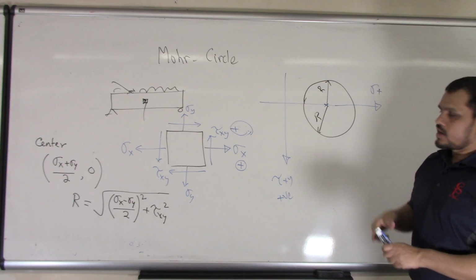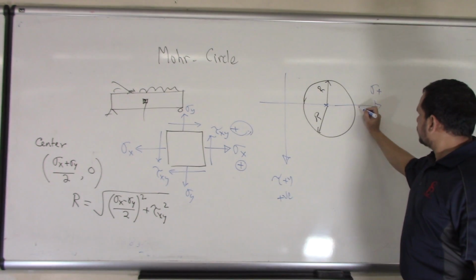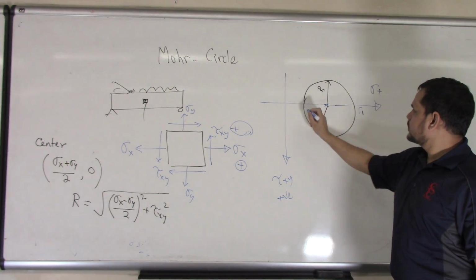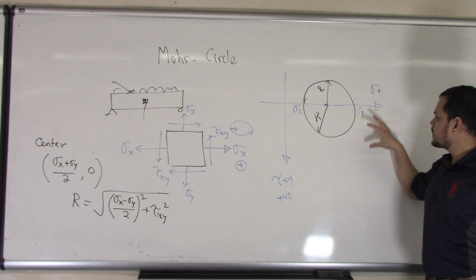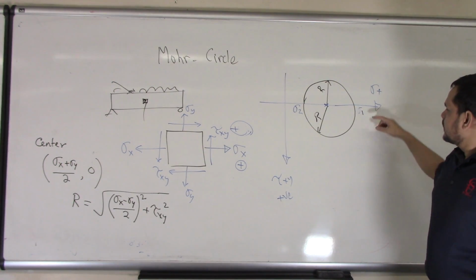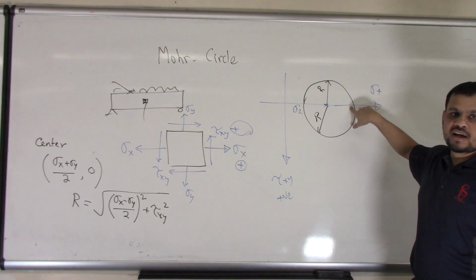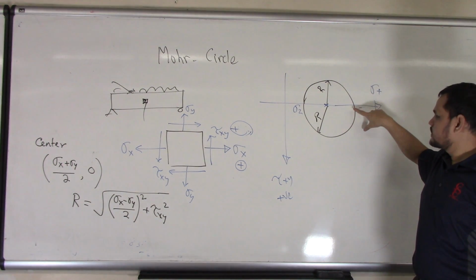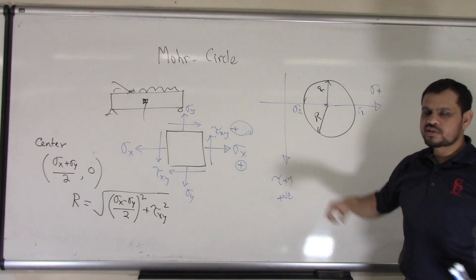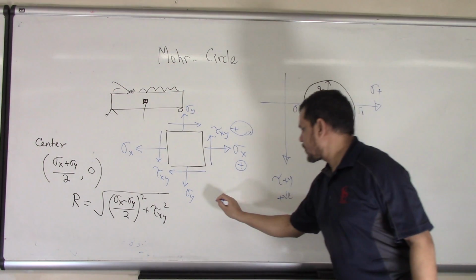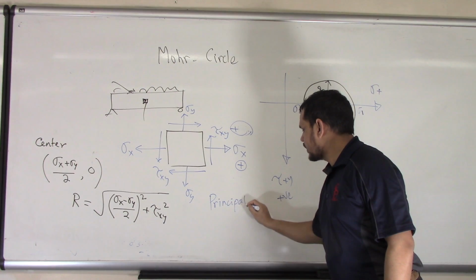Now, after drawing the circle, where it intersects my axis, the maximum value we call sigma 1. This value we call sigma 2. There are some stories about sigma 1 and sigma 2. Sigma 1 is the stress where there is no shear stress on the axial stress axis. So these two values are called principal stresses.